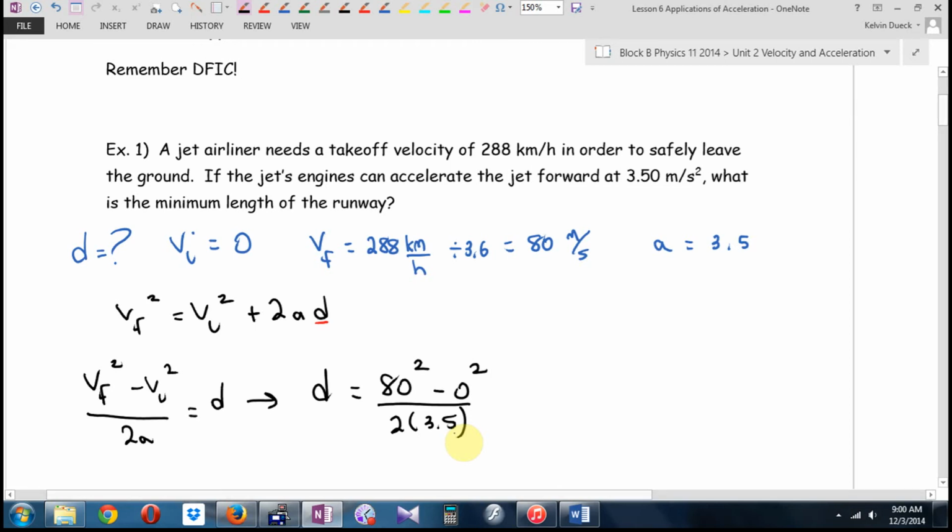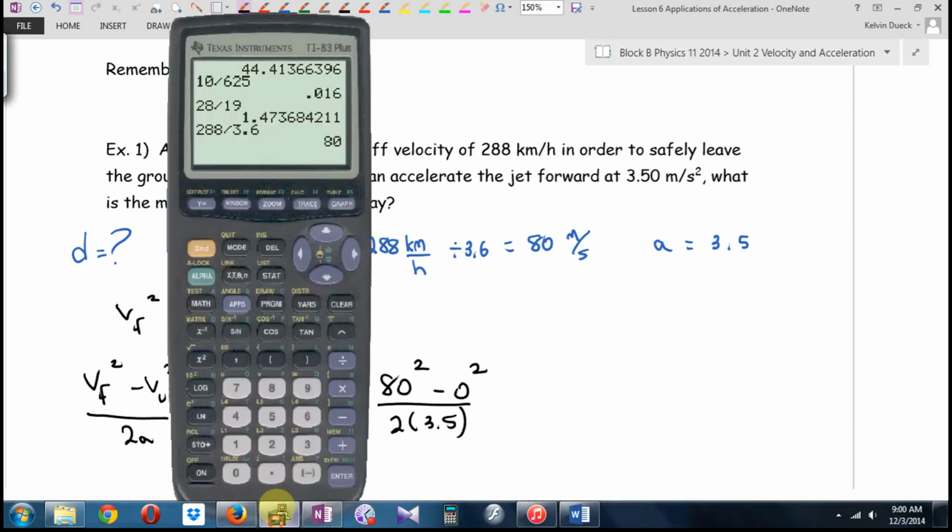And now, since my technology is working, I can show you what it would look like on your calculator. I would go, especially if you have a good calculator, not a cheap POS like I've been yelling at you about, bracket 80 squared. Will the minus 0 squared change anything? Okay, then I'm not going to type it, but if I needed to, I would if it was not 0. Divided by bracket 2 times 3.5. How long must this runway be? How many meters? Do you get 914?